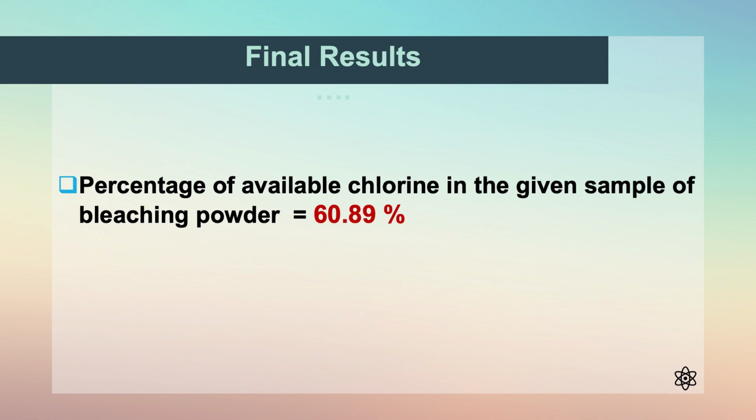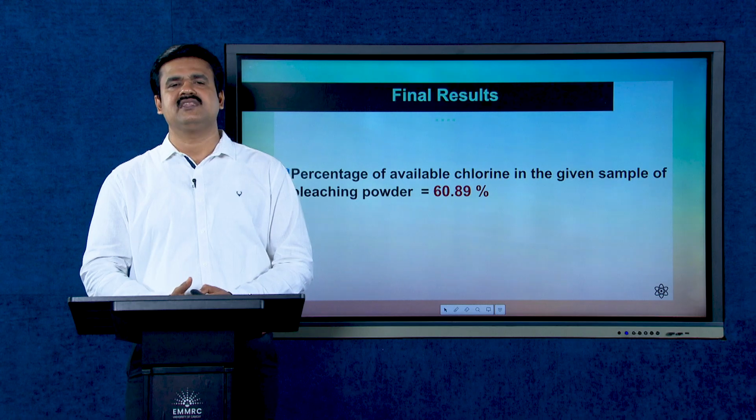Final result of the experiment is shown here. Percentage of copper in the given sample of brass is equal to 60.89%.